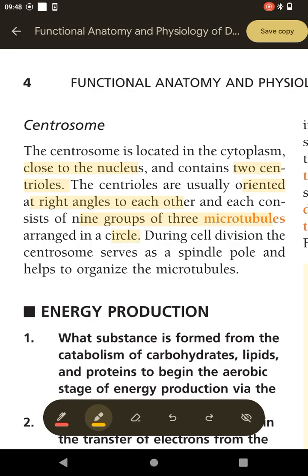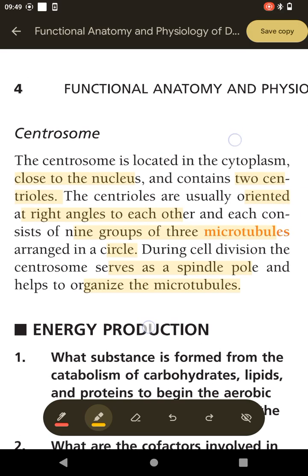During cell division, the centrosomes serve as spindle poles and help to organize the microtubules. So, what is the centrosome's function? It has a role during cell division, serving as the spindle pole and organizing the microtubules. They are made up of centrioles, which are at right angles to each other, and these centrioles are made up of nine groups of three microtubules. I hope you understand all these organelles.